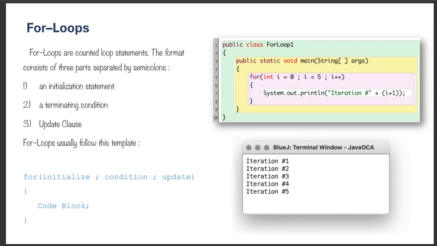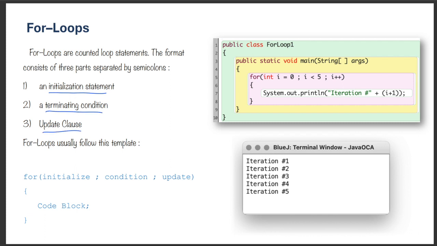So here we're looking at for loops. For loops are counted loop statements. The format consists of three parts. These three parts must be separated by semicolons. So those parts are the initialization statement, the terminating condition, and the update clause.